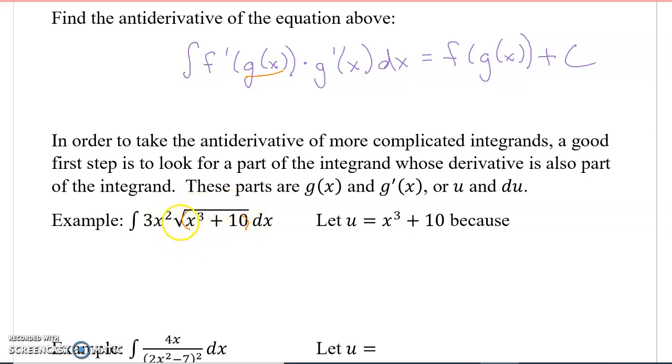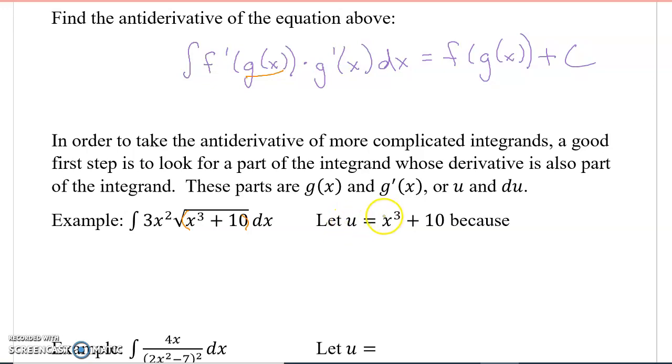So look for things that are maybe in the denominator, sometimes in parentheses, sometimes in a radical, sometimes in a trig argument, just whatever you can try. And what we're going to do is say, anytime I see an x cubed plus 10, I'll just replace it with a u. But here's the deal, guys. If we are taking the integral with respect to x, but we're trying to rewrite it in terms of u, then we have to not have a dx in our problem. We have to have a du in our problem. So we have to figure out what du equals.